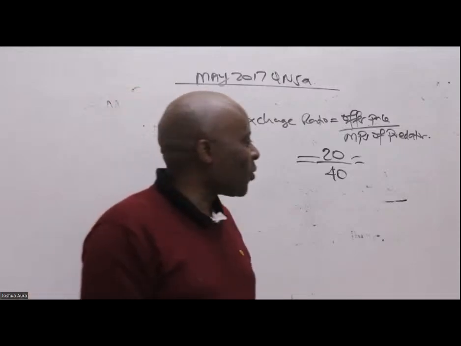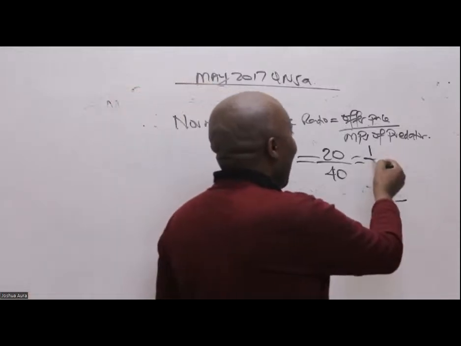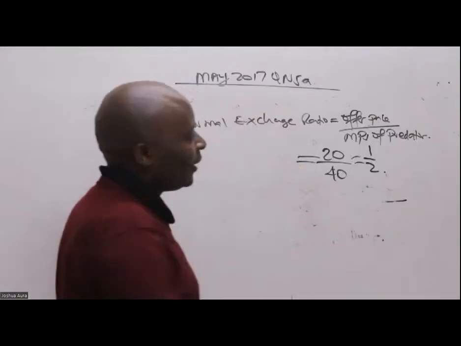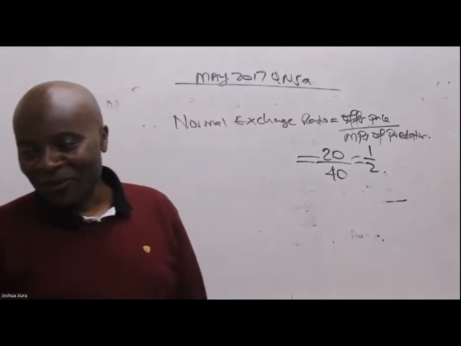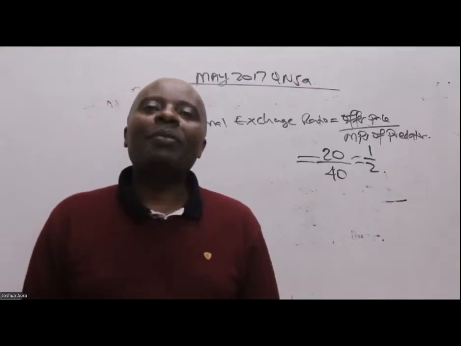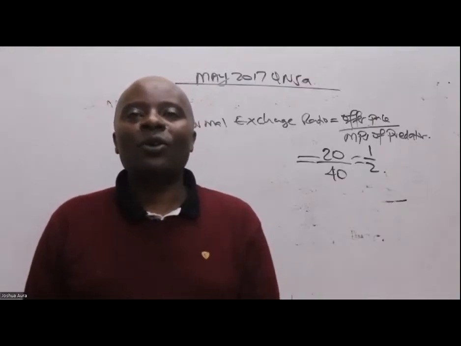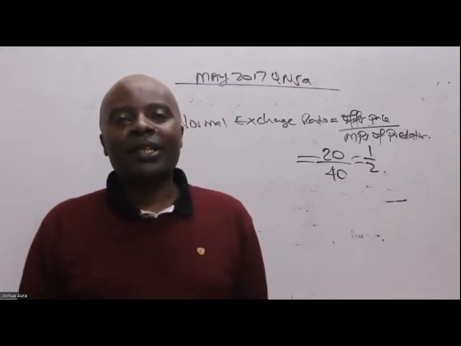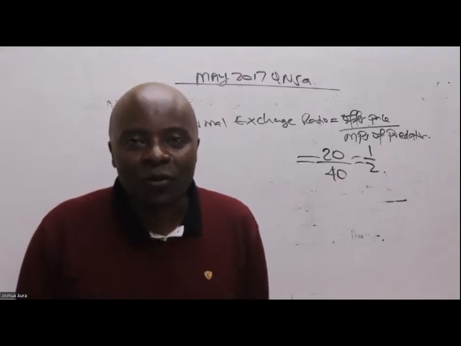So 20 over 40 gives me a half. We don't write just 0.5. Exchange ratio can never be written as a decimal. Don't forget that. Exchange ratio shall always be written in the form of a fraction.